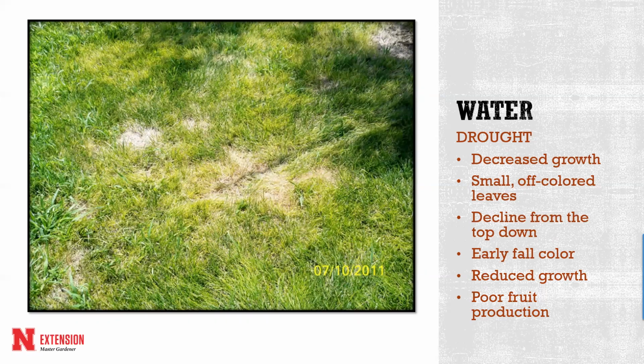So water drought looks like a decrease in growth. The growth is usually going to slow. The leaf color is going to be usually off a little bit. Usually the plant's going to decline from the top down. A lot of times if you have water drought, you're going to see early fall color. So if you have a tree that's turning its fall color in July, then definitely something that you need to start looking at as to what that cause may be.